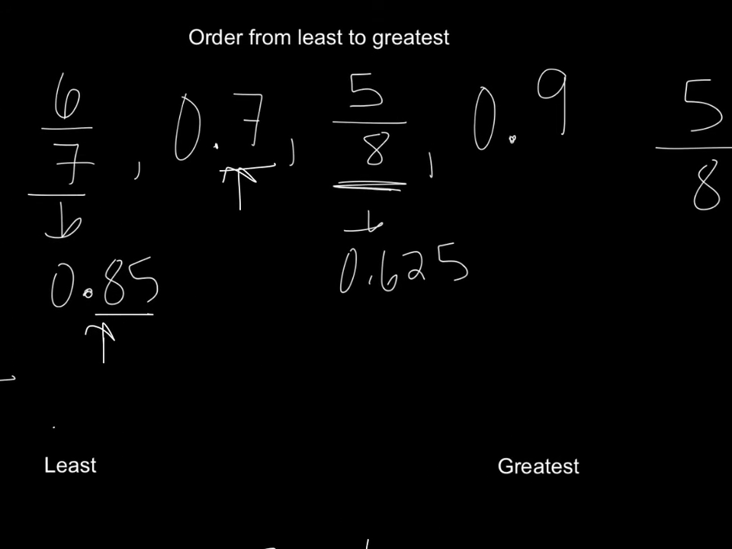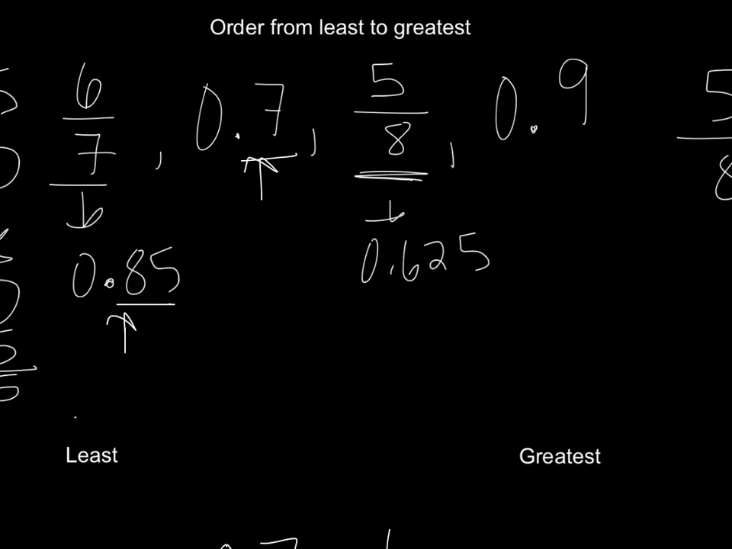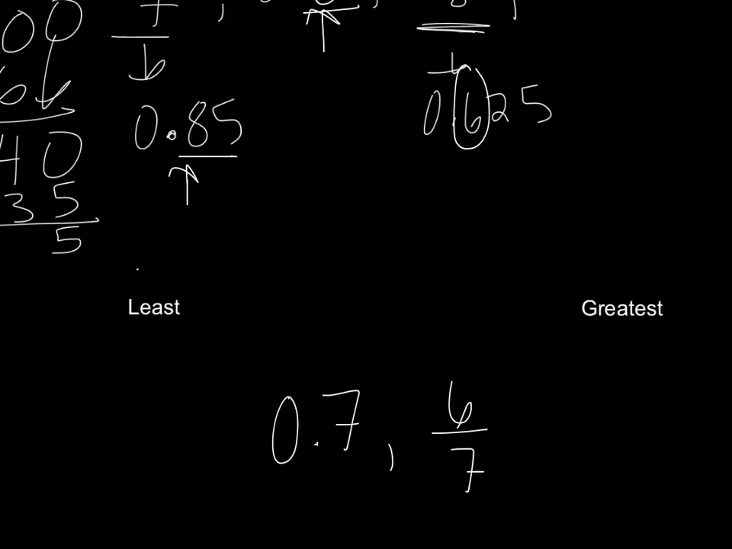We have 5/8, so I want to compare, is 5/8 larger or smaller than 7/10? Well, I have a 7 in the tenths place value and a 6 in the tenths place value. So 0.7 is larger than 0.625. Even though this looks bigger because there are more digits, the 7 in the tenths place value is larger than the 6 in the tenths place value. So let's go ahead and record that. 5/8, or 0.625, is smaller than 0.7.